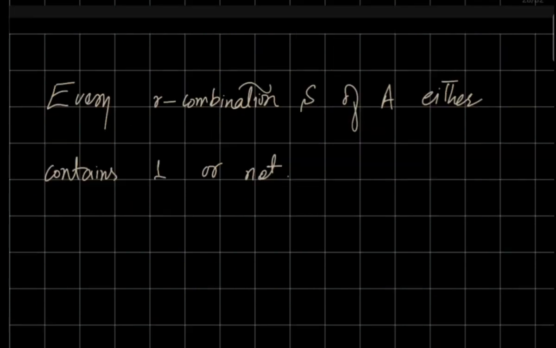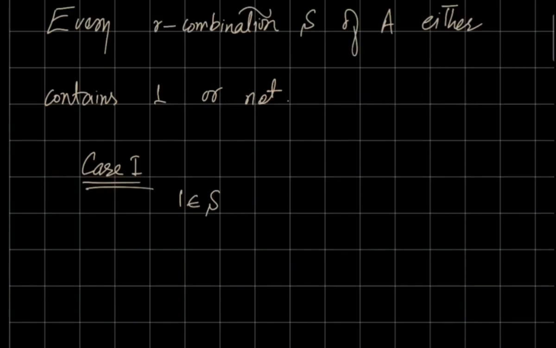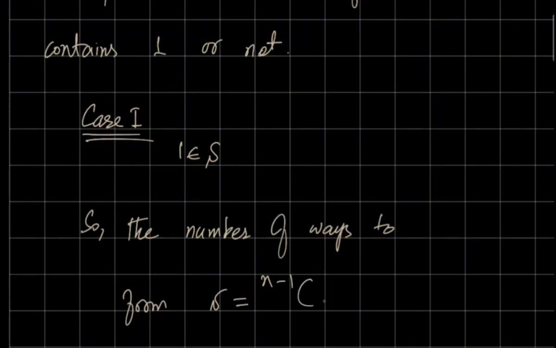In the first case, we will consider that 1 belongs to S. Now we want to consider all the r combinations. Since 1 has already been selected, we will subtract from n as well and from r as well. So the number of ways to form S is n minus 1 C r minus 1. Because there are total n elements, we have selected 1 already, so we will not consider it again. Therefore, we have subtracted it from the whole number of elements as well, and from the number of elements which we have to choose as well.